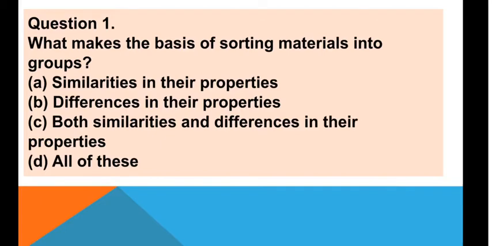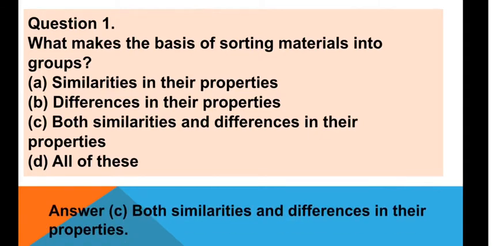Yes, our first question is, what makes the basis of sorting materials into groups? Option A, similarities in their properties. Option B, differences in their properties. Option C, both similarities and differences in their properties. Option D, all of these. So as we know, after sorting the material, we can study the similarities of the properties and the differences of the properties of the material. So option C, both similarities and differences in their properties, is the correct answer.